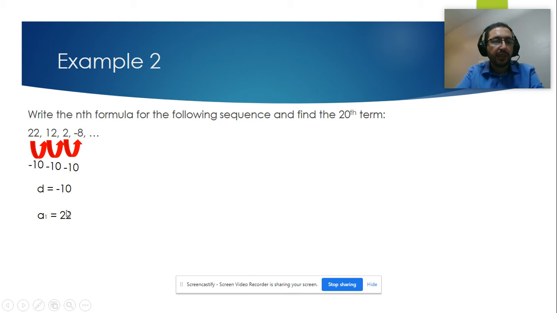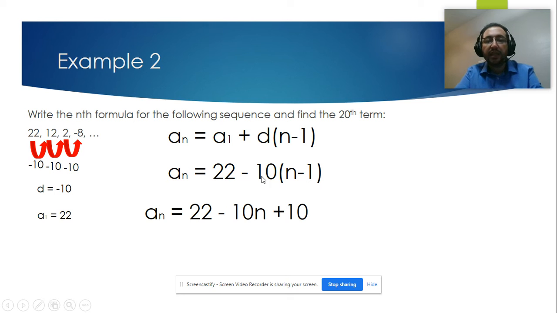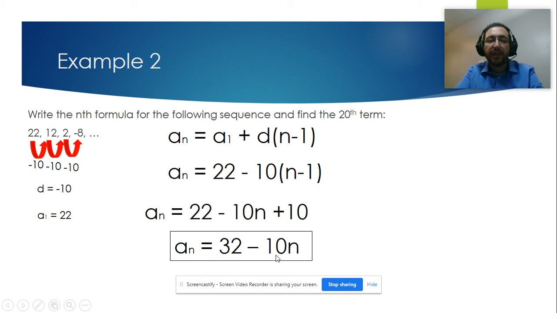22. So with the distance and the first term, I can write the nth formula. So for a1, I'm going to change it for 22 and the distance for -10. And then we use the distributive property to simplify this. So it will be 22 minus 10n. -10 times -1 will be plus 10. And then combine like terms. 22 plus 10 will be 32 minus 10n. This is my nth formula.